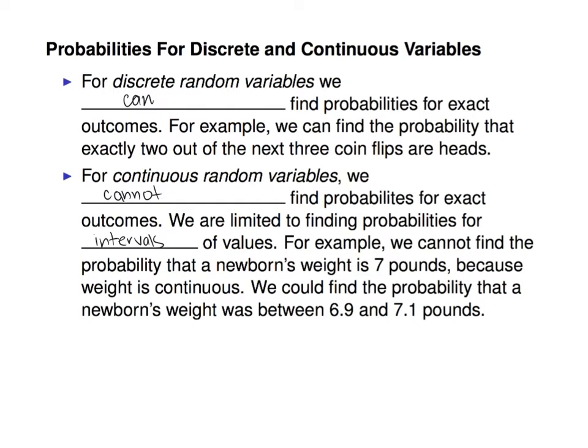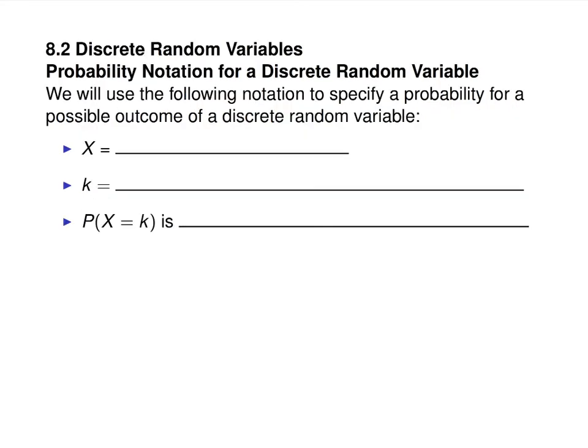So, for example, we cannot find the probability that a newborn's weight is exactly 7 pounds. It turns out that, theoretically speaking, it's technically impossible to be exactly 7 pounds. But we could find the probability that the newborn's weight was between 6.9 and 7.1, which would give us a pretty good reason to believe 7 pounds was a reasonable guess. And if you wanted to get even closer, you could just make these numbers even closer together. Now, to work with discrete random variables, we'll start with those, and to do that, you're going to need to know some notation. So here is what we're going to use. X, this is the random variable itself.